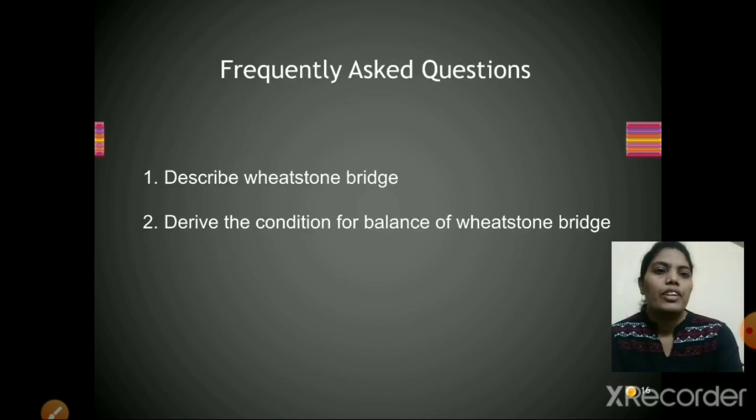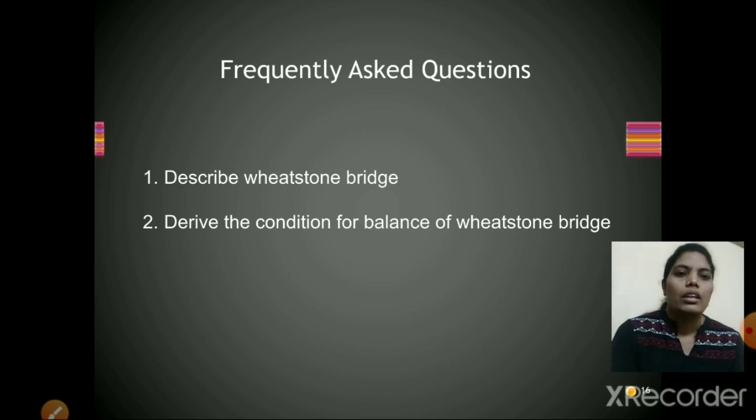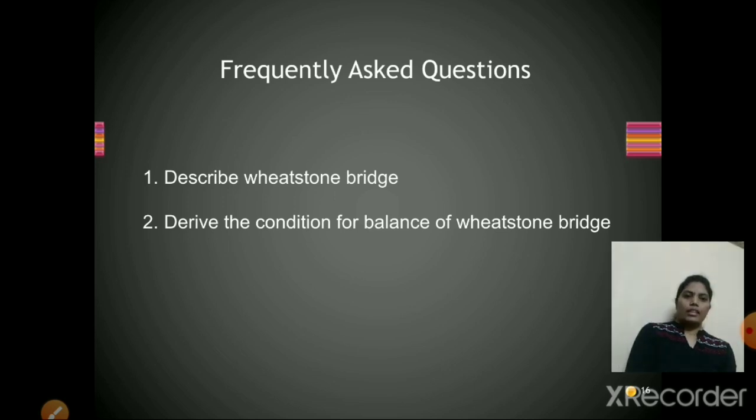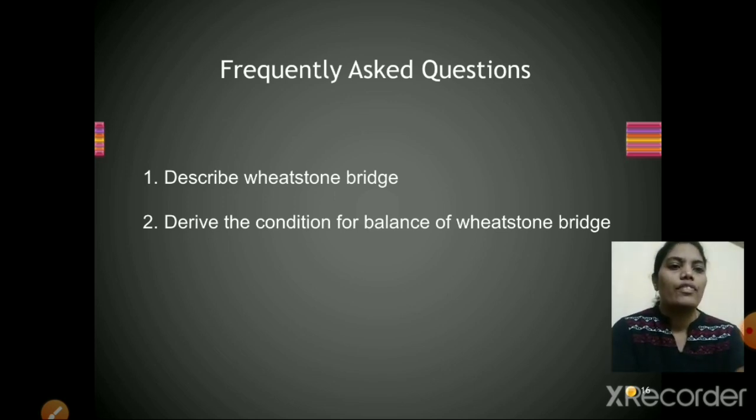Now here are some frequently asked questions from this topic. Describe the Wheatstone bridge. So you need to draw the diagram and explain this Wheatstone bridge, and then derive the condition for balance of the Wheatstone bridge. To derive, we will use Kirchhoff's first law and second law. To use Kirchhoff's first law, we need junctions, and to use Kirchhoff's voltage law, we need closed loops.